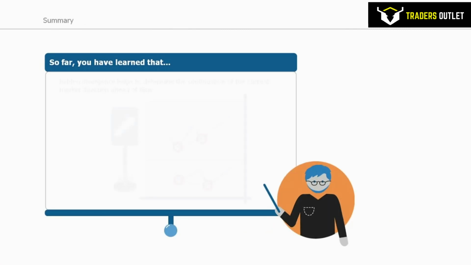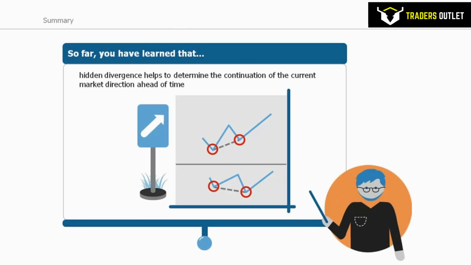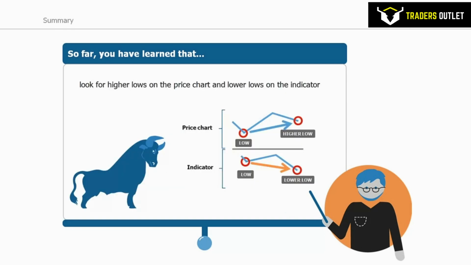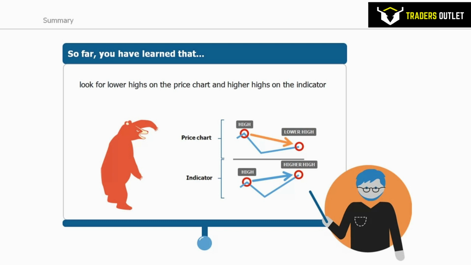So far, you have learned that hidden divergence helps to determine the continuation of the current market direction ahead of time, and it can be a powerful tool to enter into a trending market. There are two ways to find hidden divergence, either by looking for higher lows on the price chart and lower lows on the indicator, or by looking for lower highs on the price chart and higher highs on the indicator.